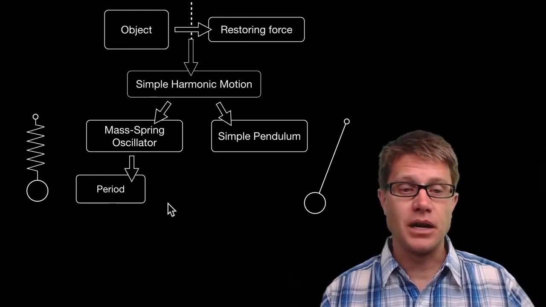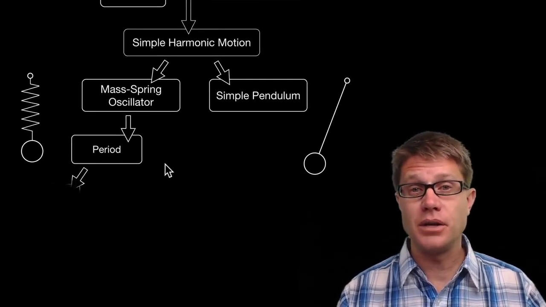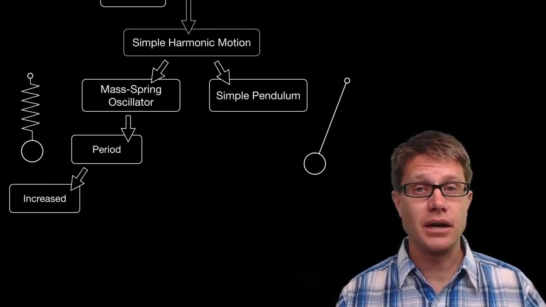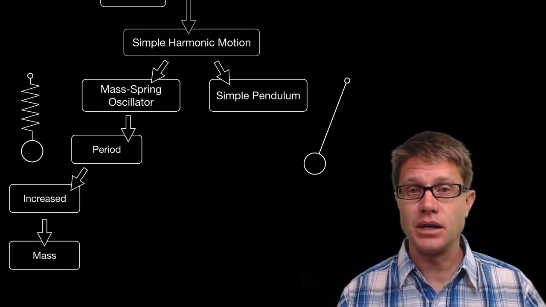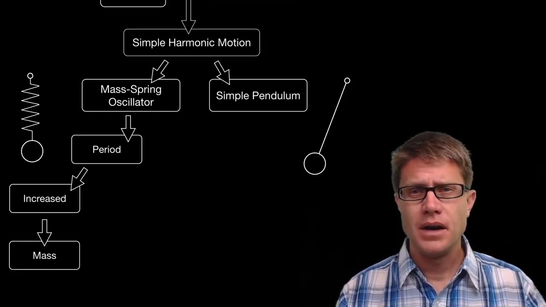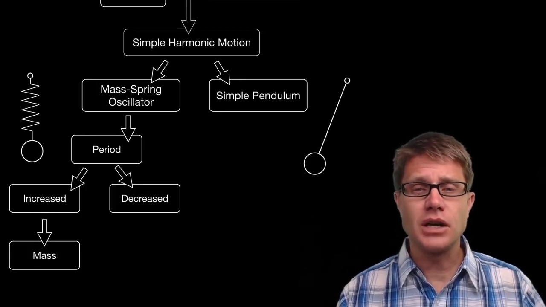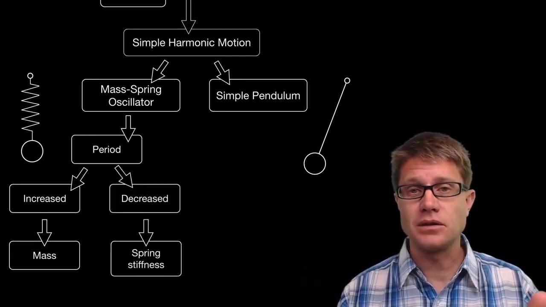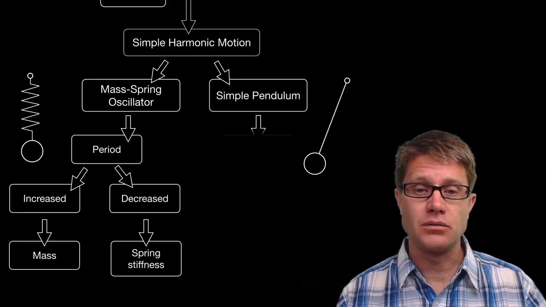And so in a mass spring oscillator, how do we increase the period? Well, the easiest way to do that is simply increase the mass. As we increase the mass hanging from the spring, the period is going to get longer. How do we decrease it? Well, we can change the stiffness of the spring. As we make it stiffer, then we're going to make that period go down.